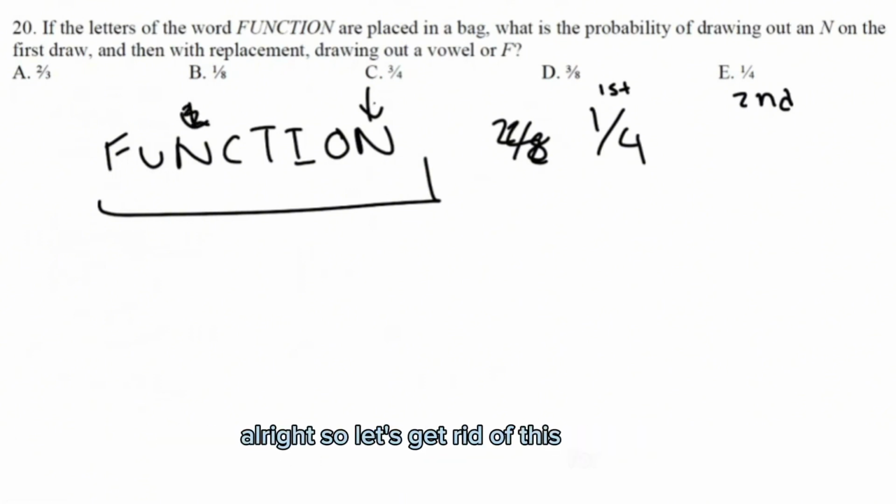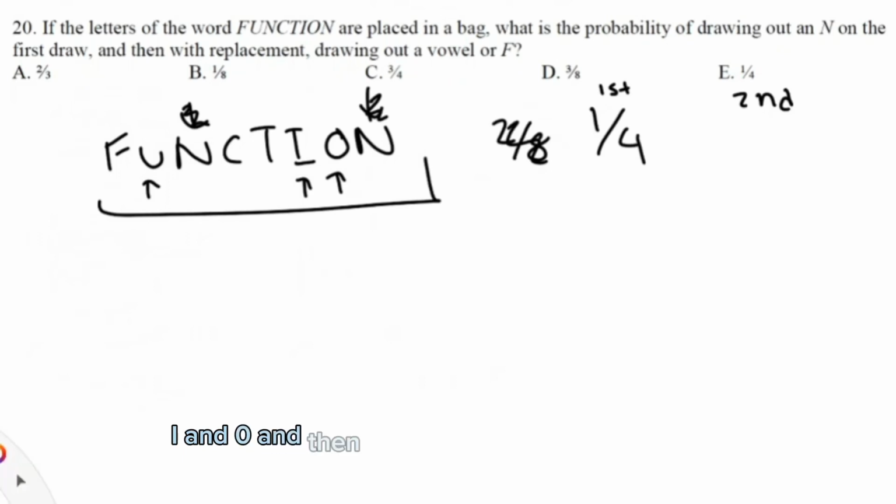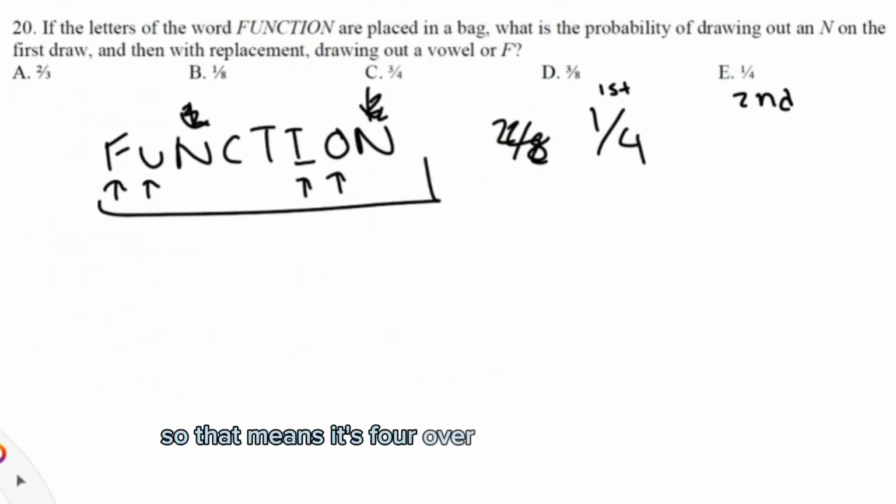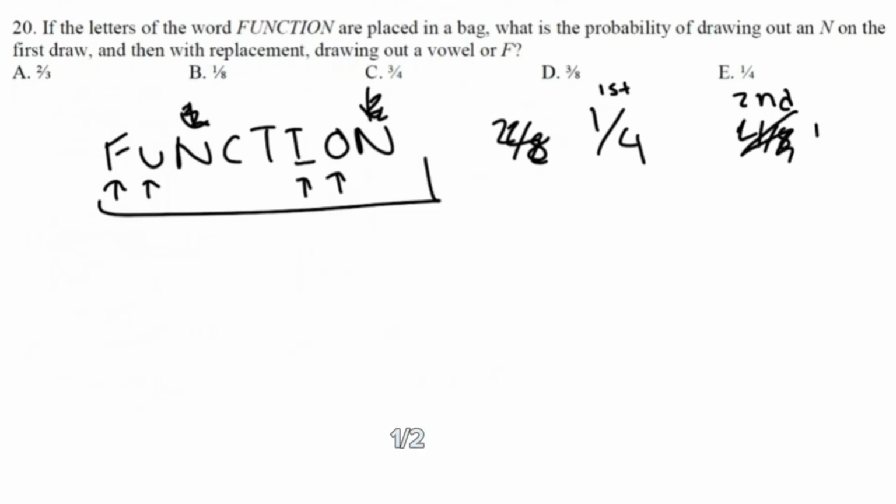Alright, so let's get rid of this for now. So we need to find all the vowels. So the vowels are U, I, and O. And then you also have F because it says or F. Alright, so there are 4 out of the 8 total possibilities. So that means it's 4 over 8 as the second one, which is just 1/2.